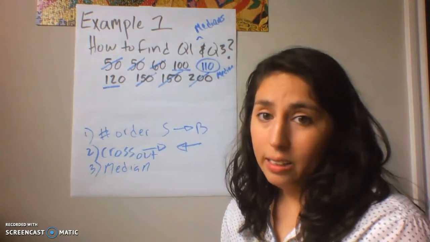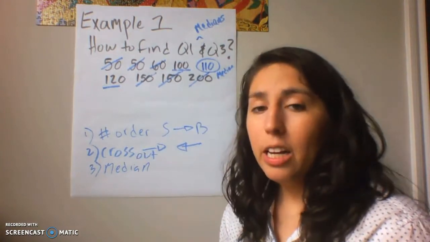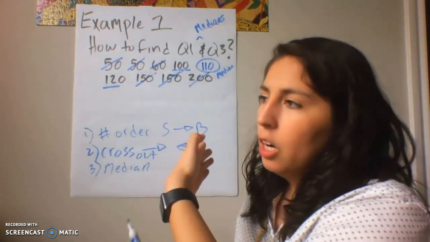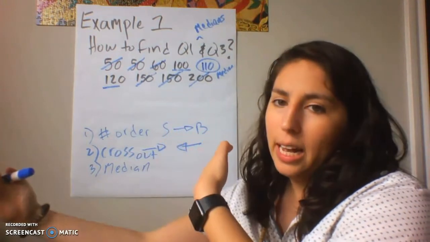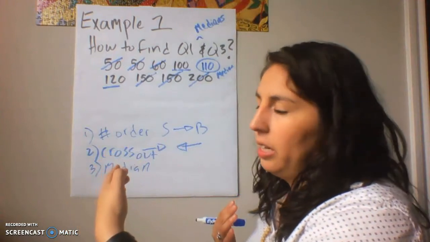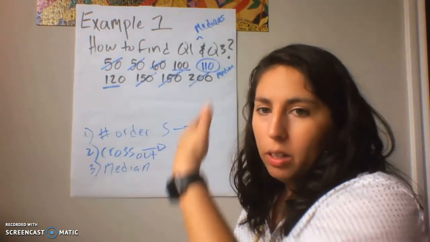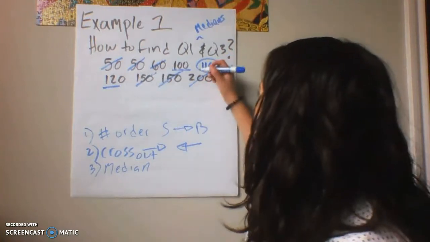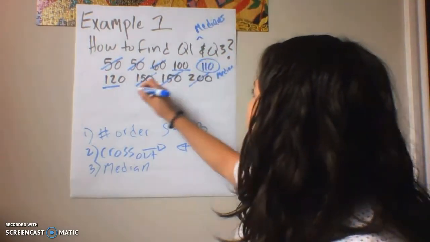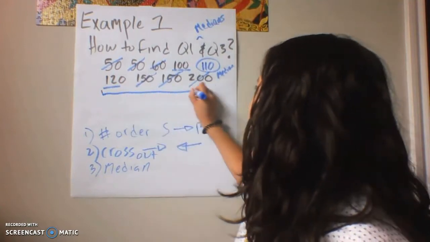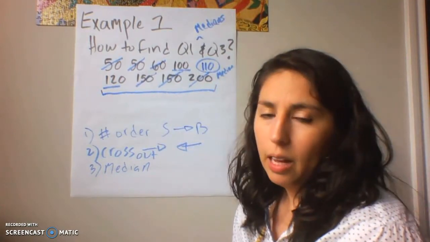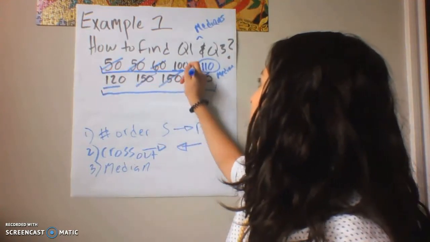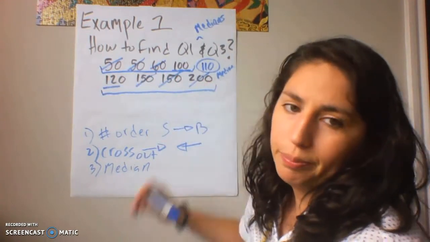Once you have the median, then you break up your data set. Since you have a middle number, you break it up into first half and second half of data. So your middle number divides the set. It splits the set in two. So now I have all of my numbers that come after the median. I'm not including my median. And I have all the numbers that come before my median, which is 110.